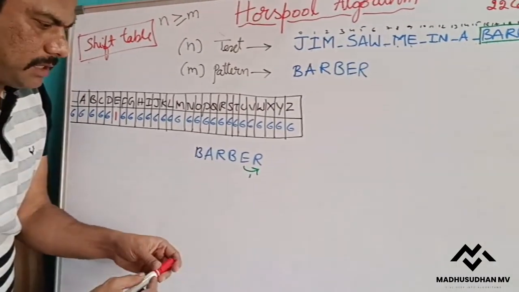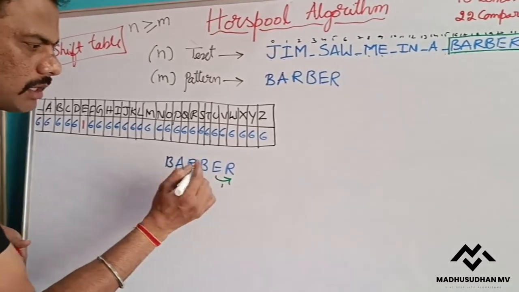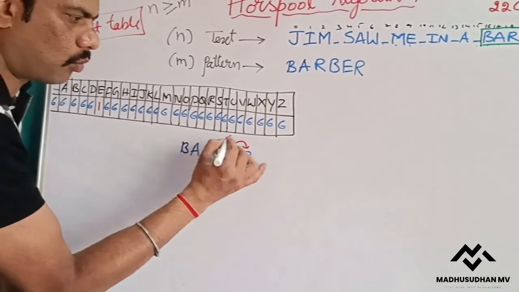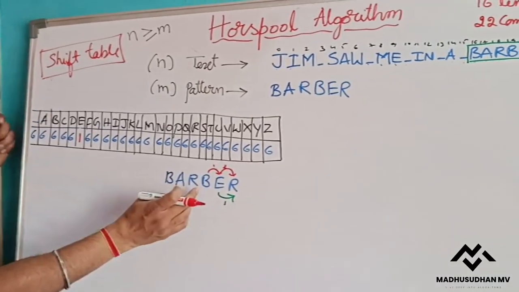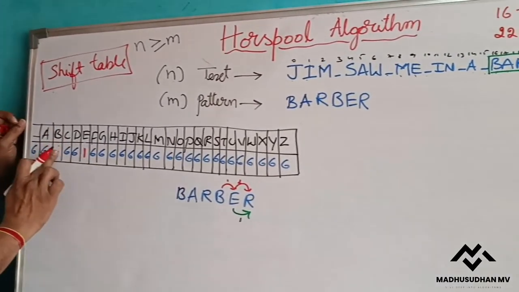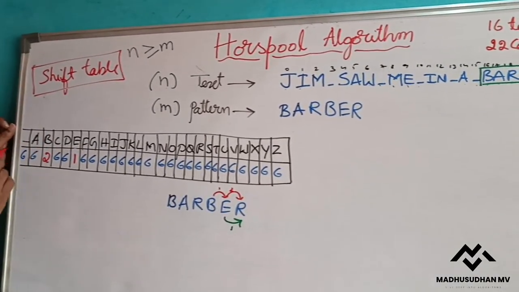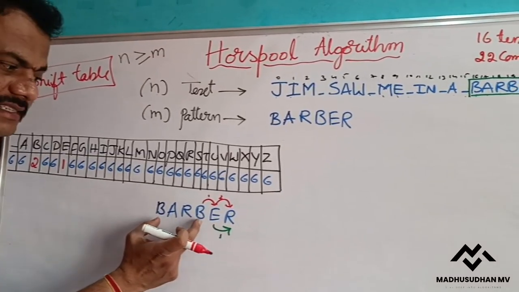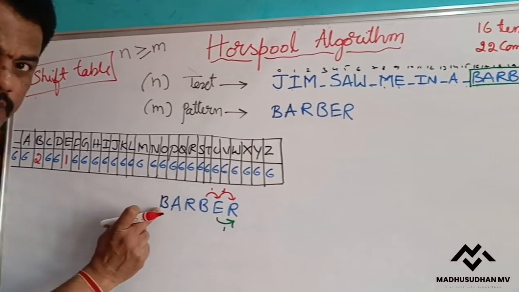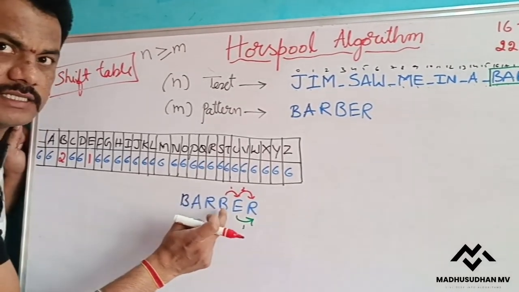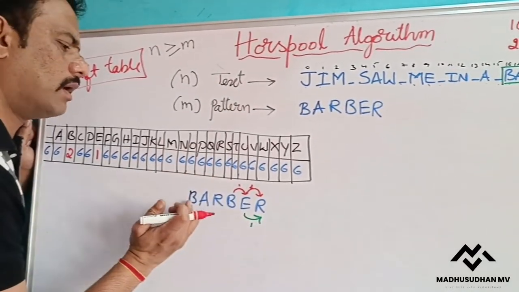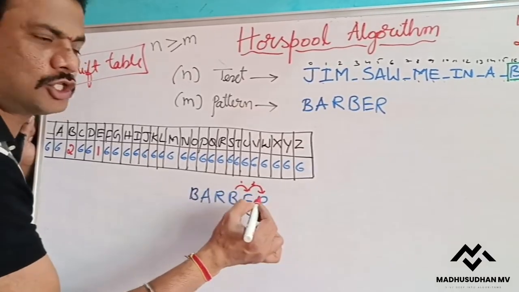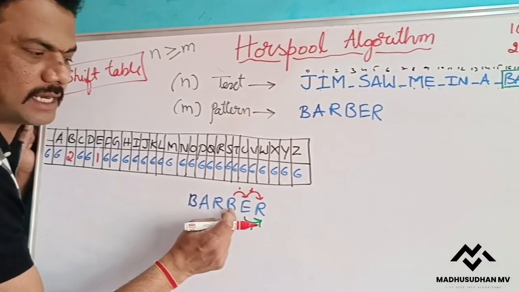Now again, B. B is at a distance of 1 and 2 to the last character. So update the value of B by 2. B value is 2 now. B occurs twice in the remaining characters, but take the last occurrence. Don't take the first one. We always count from 1. This distance is 1, 2, 3, 4, 5, but this distance is 2. Take this one, the last occurrence.